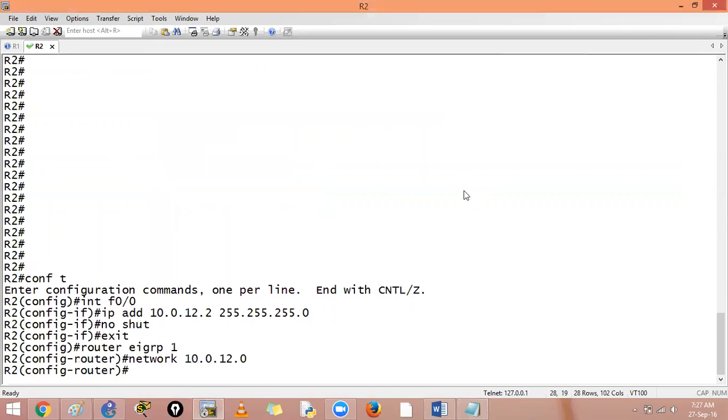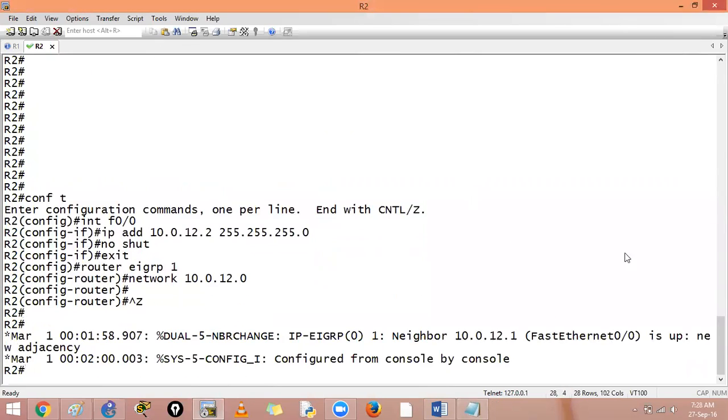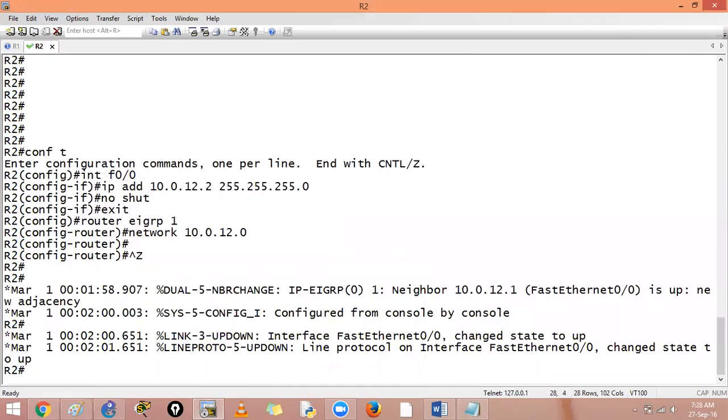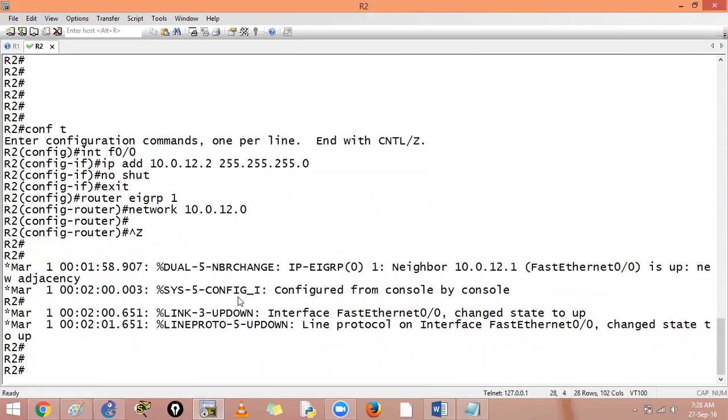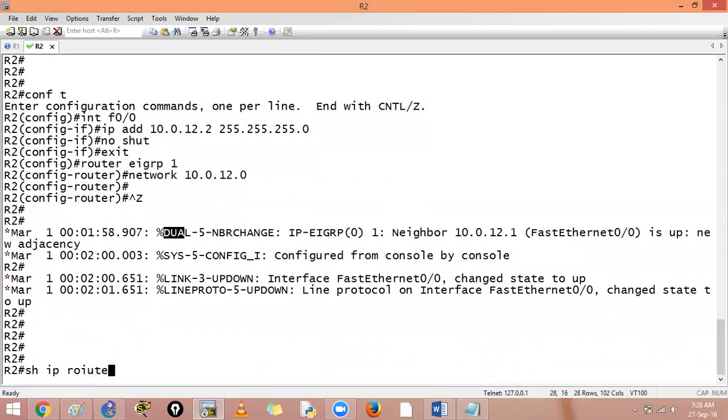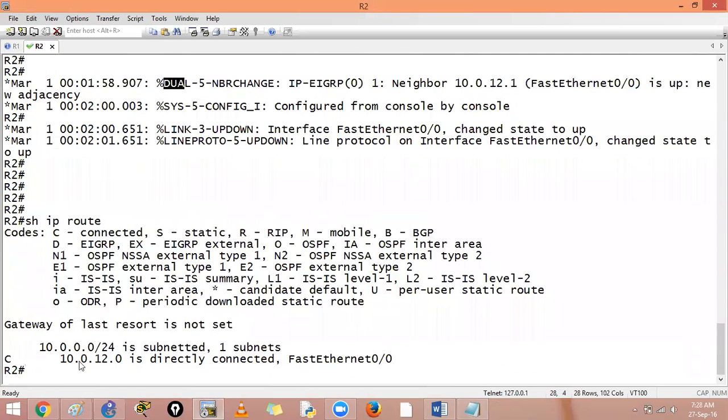Let us do that. The moment I say no shutdown, it will give me two pop-ups. Yes, layer 1 and layer 2 status is up and waiting for adjacency, diffusing update algorithm. So if I say show IP route, it will not come up in the routing table. Why? Because by default, the connected route has the AD of 0, static has 1, EIGRP has 90.